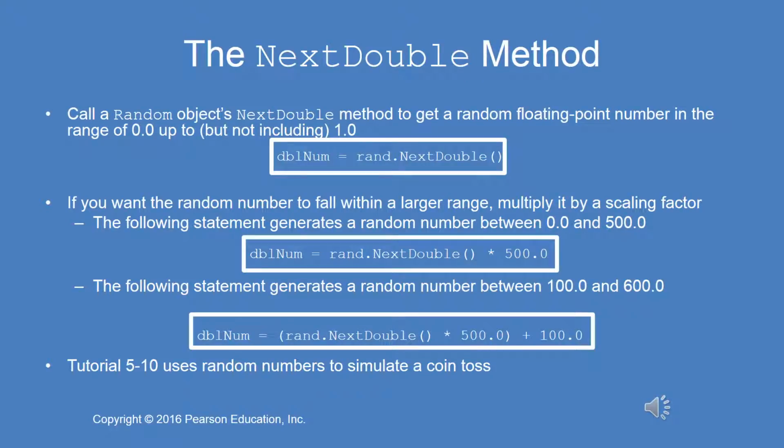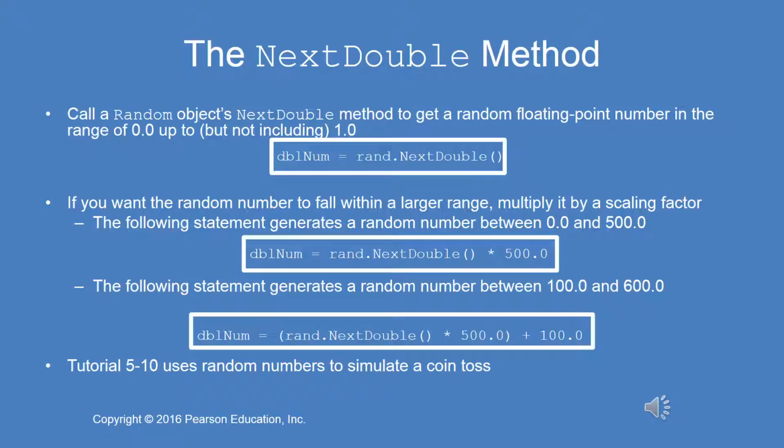You can also generate a random floating point number by calling the next double method along with a rand variable. So when you call the next double method, it generates a floating point number in the range of 0.0 up to but not including 1.0. So if you want the number to fall within a larger range, you multiply it by a scaling factor.